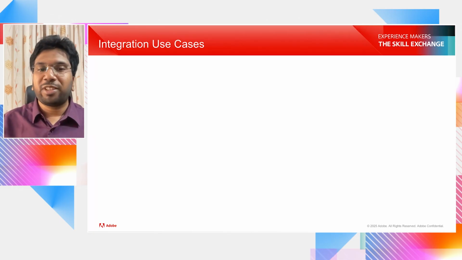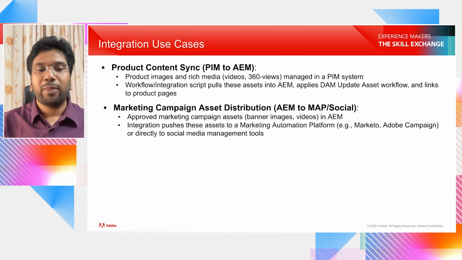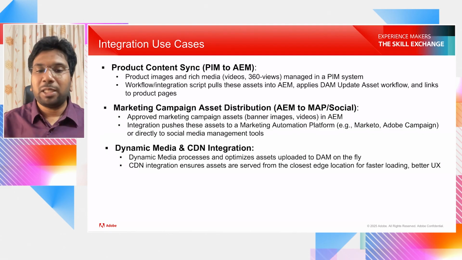Now I want to discuss some of the use cases for integration, after discussing all the integration patterns. One is we can sync content from platforms to AEM. For example, from a PIM, we can use the product images and SKU details, and use a workflow internally with a process step so that AEM assets are linked to that PIM metadata. We can make sure that AEM assets are served to different platforms like Marketo or social, so all the approved assets can be served for marketing campaigns. We should have an integration with Dynamic Media and CDN, as I have mentioned previously.